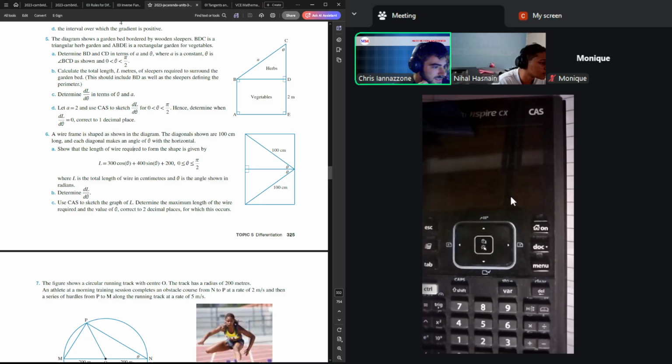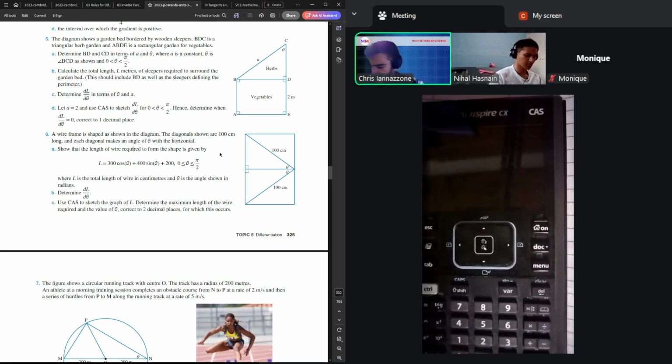Using the CAS to sketch that L graph, determine the maximum length of the wire. I imagine this will be very similar to the generic way we maximize functions. Even sketching it, you'll probably find a turning point there in some domain. You've got the domain from 0 to pi over 2 there.